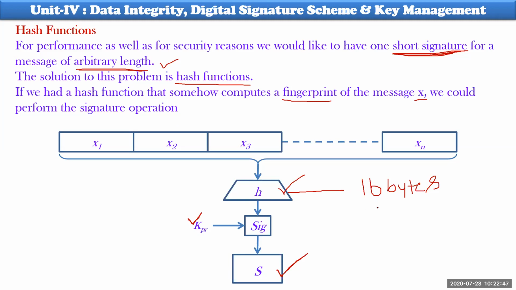Nowadays 16 bytes is also considered small, so people have introduced 128-bit hashes for security reasons. Whatever the input size may be, 1 gigabyte, 2 gigabytes, or 1 terabyte, size doesn't matter here. Sending the whole input to the hash function will generate a 128-bit length code.